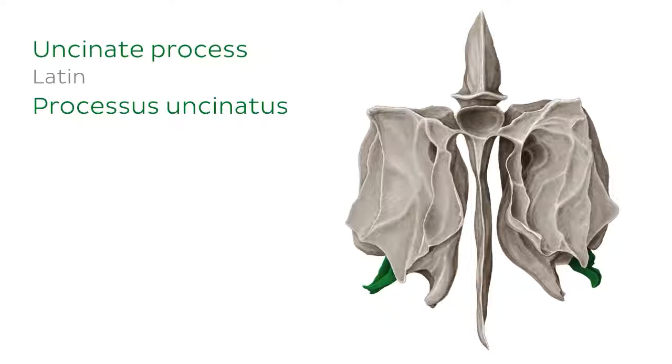An interesting note about the uncinate process is that it has become an important surgical landmark with the advent of endoscopic nasal surgery. Identifying and removing the uncinate process improves access to the ethmoidal bulla, frontal sinus, and outflow tract of the maxillary sinus. And that's it for the ethmoid bone, but before we finish, I would like to do a quick summary of what we just talked about.